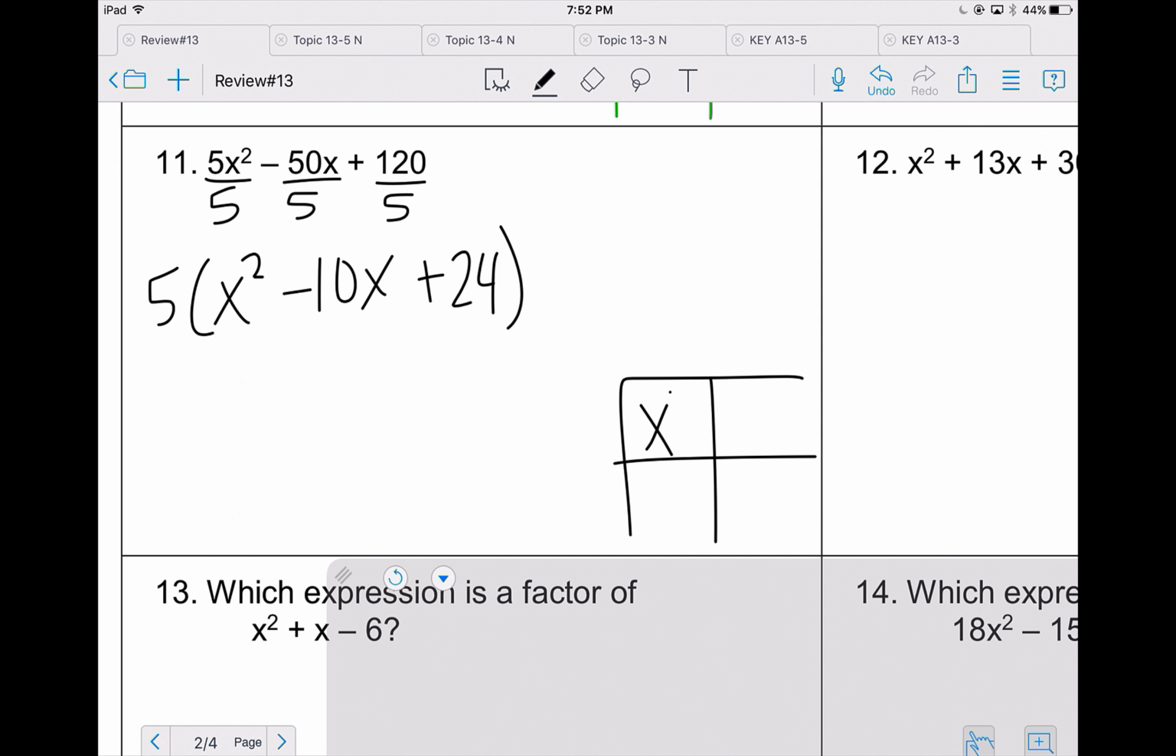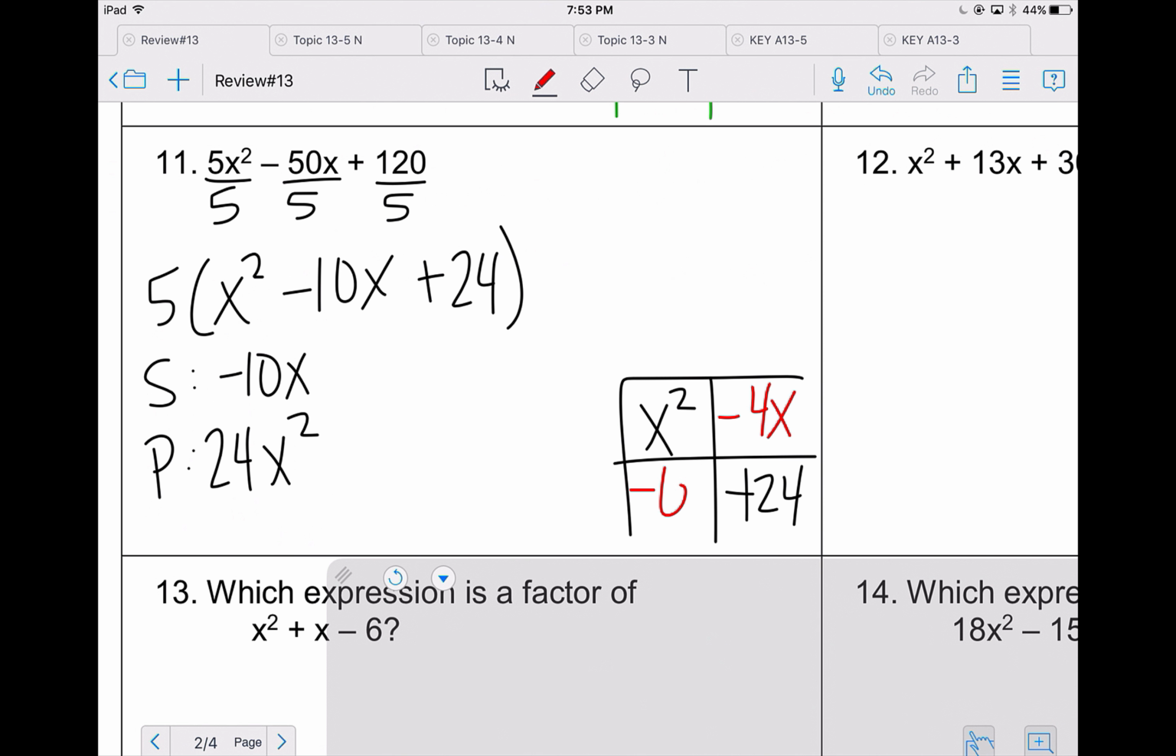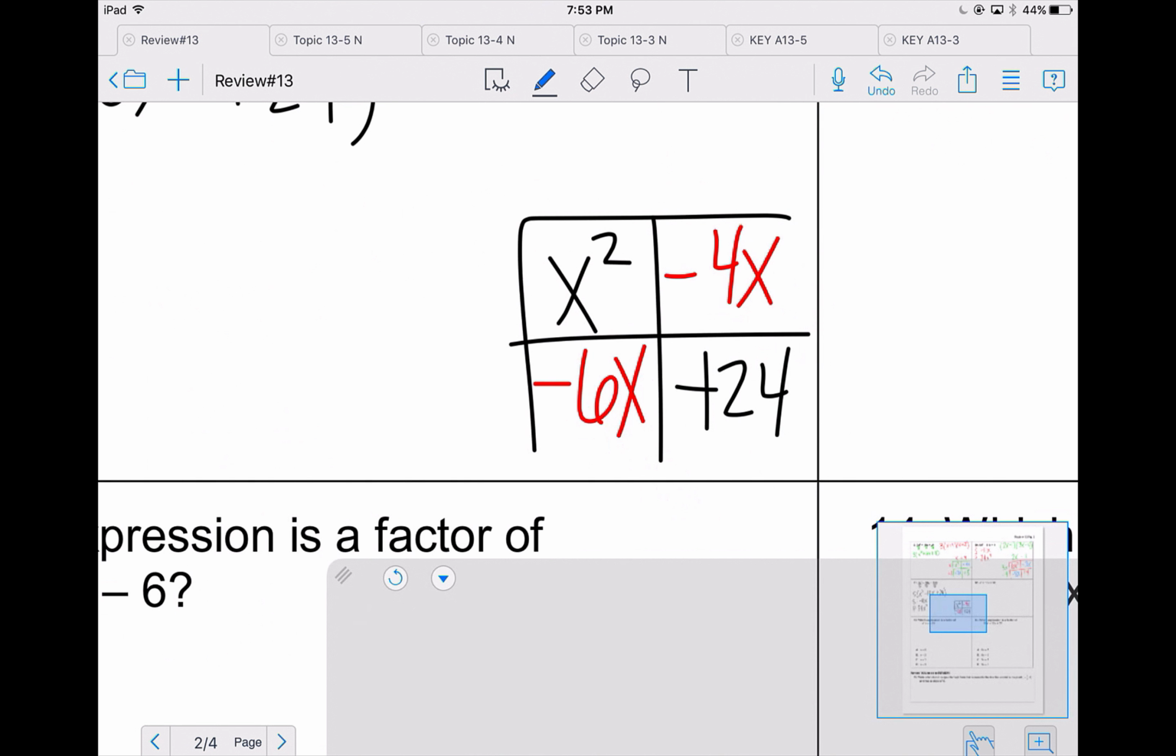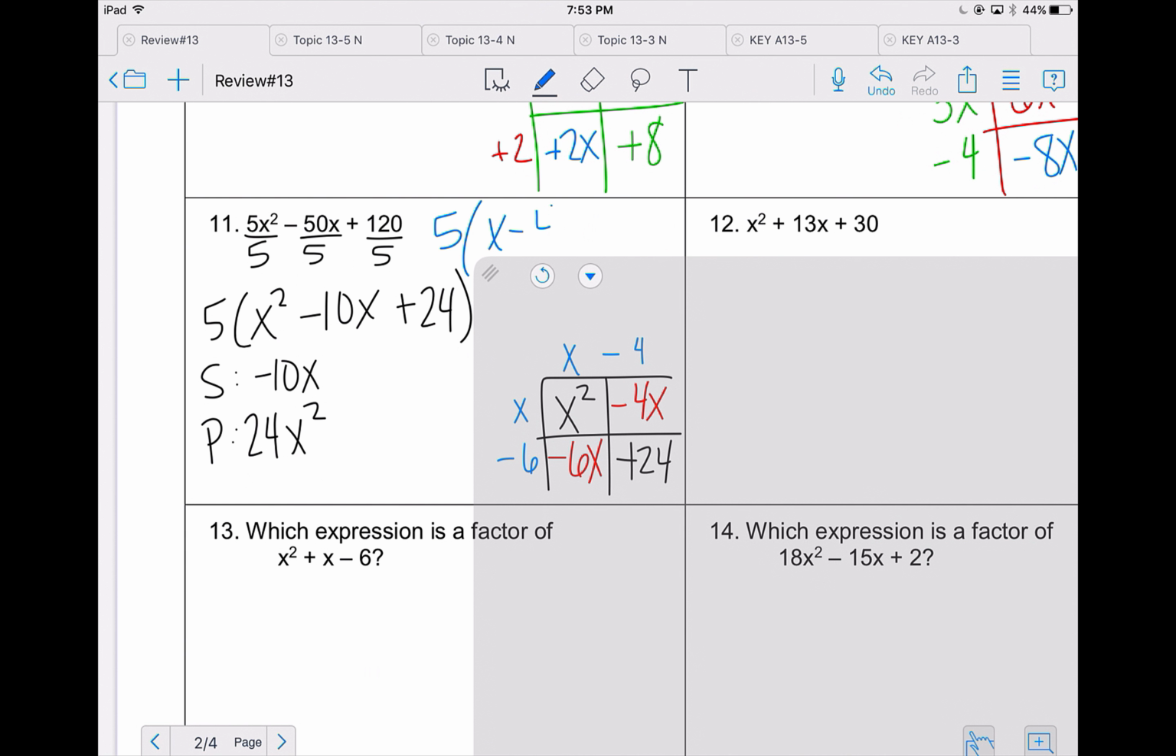From here, I take what's in parentheses and go to my box. So my product is 24x squared. My sum is negative 10x. Negative 4x and negative 6x are the two numbers that you will get from the calculator that will multiply to a positive and add to a negative. From here, I take out my GCFs. These share a minus 4 and a minus 6. So my answer is the GCF of 5, x minus 4, x minus 6.